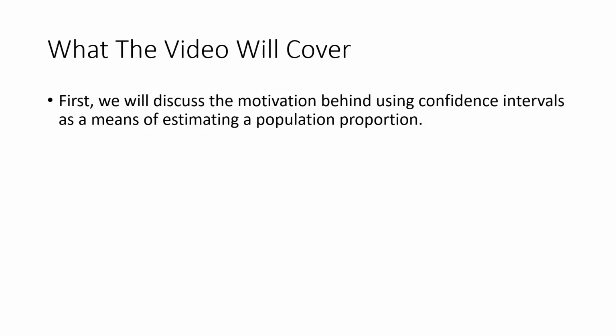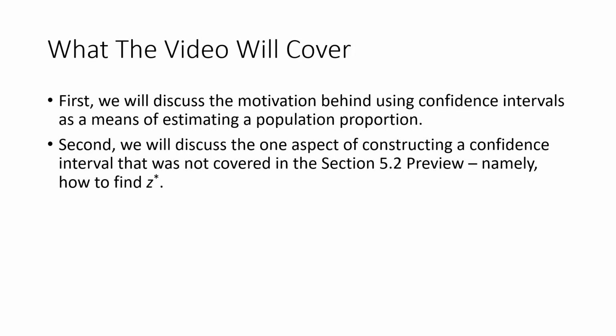First, we will discuss the motivation behind using confidence intervals as a means of estimating a population proportion. And then secondly, we're going to discuss the one aspect of constructing a confidence interval that was not covered in the section 5.2 preview, namely how to find z asterisk.